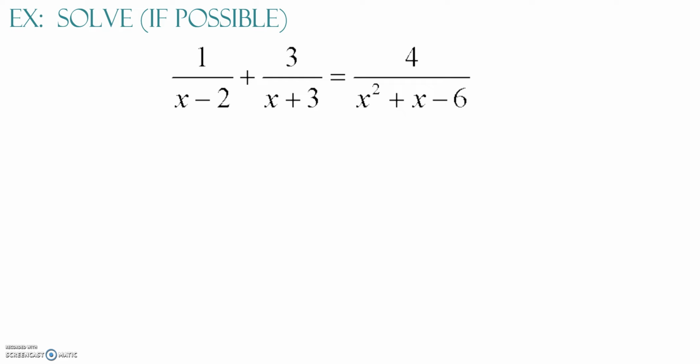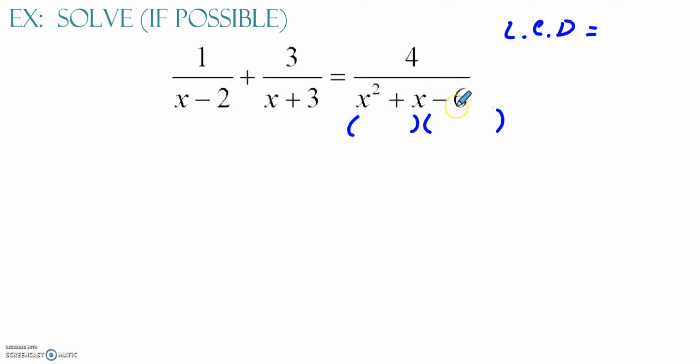All right, the second example. First thing we want to do is find the least common denominator. So let's think about what each thing needs. LCD. This first one has an x minus 2. This second fraction has an x plus 3. This third fraction is squared, and we're trying to find factors, so I'm going to factor.